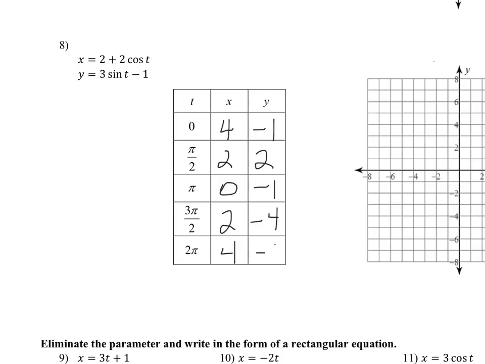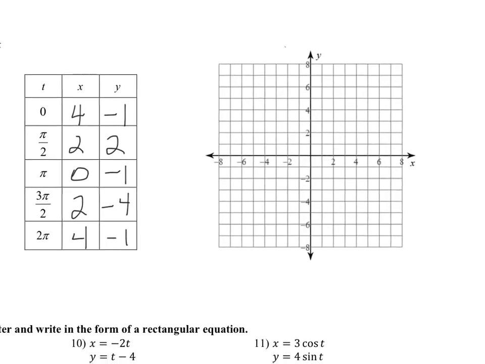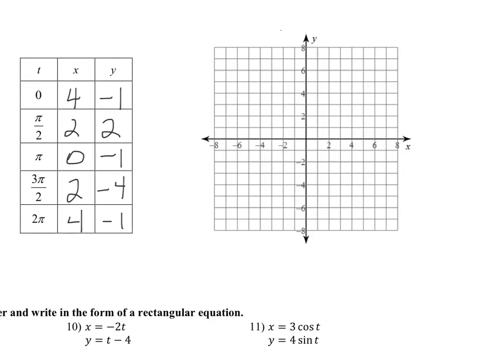So 4, negative 1. And now I'm going to take these values and graph them over here on my graph. I want to make sure that I put my arrows in the correct direction where we need to go. So we're going to start at 4, negative 1, which is right here. Then I'm going to go to 2, 2, right here. So I'm heading from 4, negative 1 to 2, 2. I'm heading in this direction.